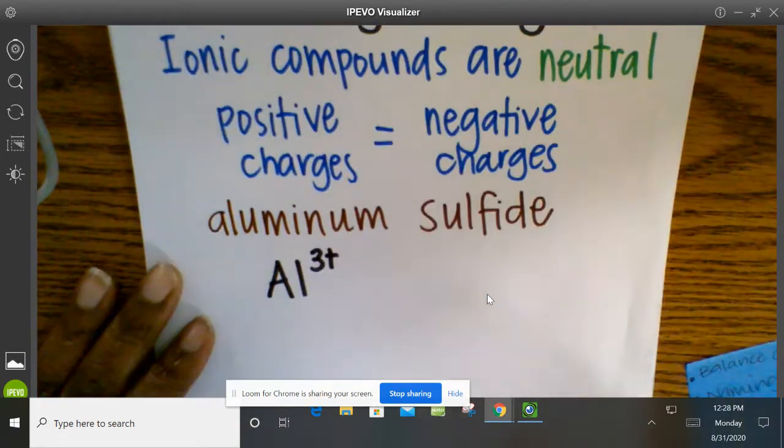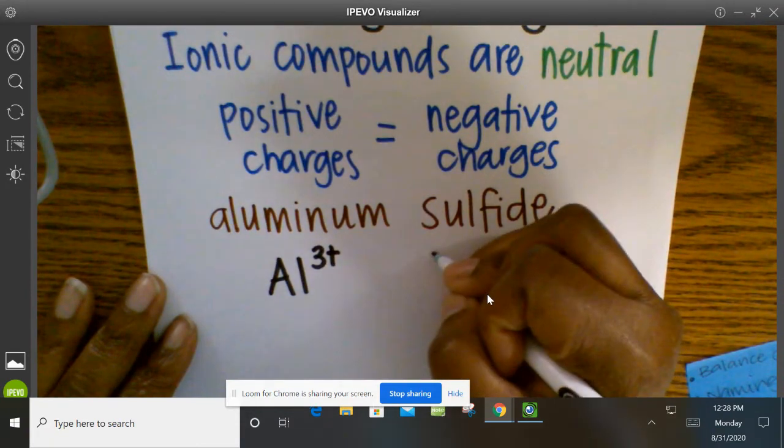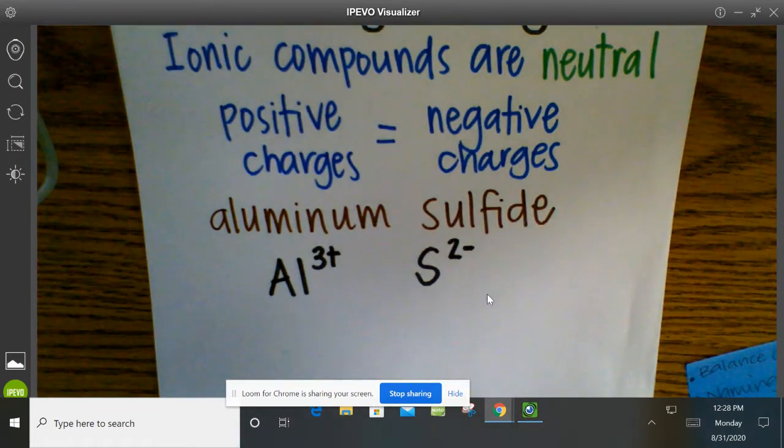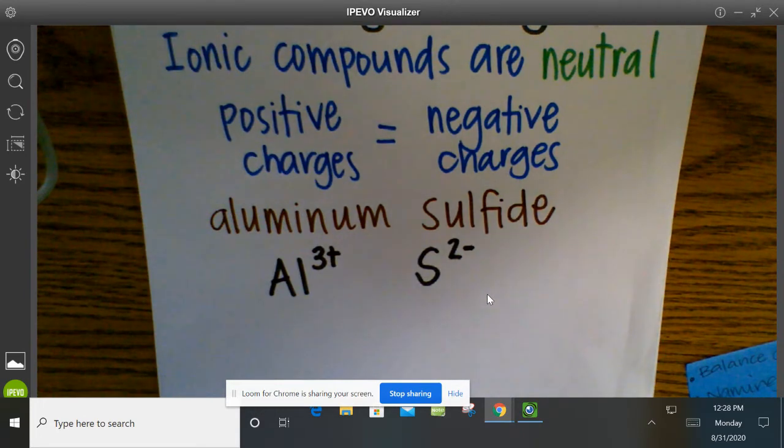Then I do the same thing for sulfide on the bottom. I find that for sulfide, the symbol is S and the charge is 2 negative. So if I put one aluminum with one sulfide, the overall compound will not be neutral. It will have a charge of positive 1. And so it is not going to come together in a 1-to-1 ratio. All right, so I am going to have to do a little bit of math, but it's not that difficult.